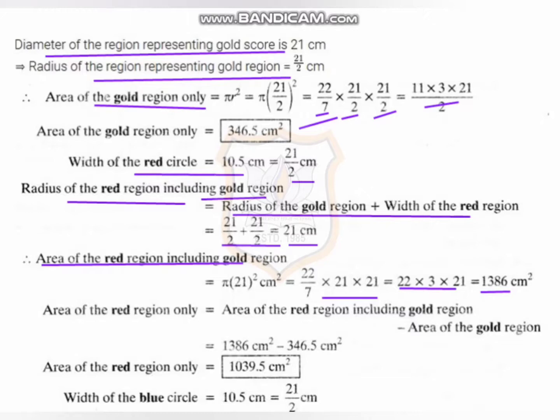Now we have to find the value of only the red region. This area is red plus gold, so we have to subtract the area of the gold region. So the area of the red region equals the area including gold minus the area of gold. 1386 minus 346.5. So the area of the red region is equal to 1039.5.